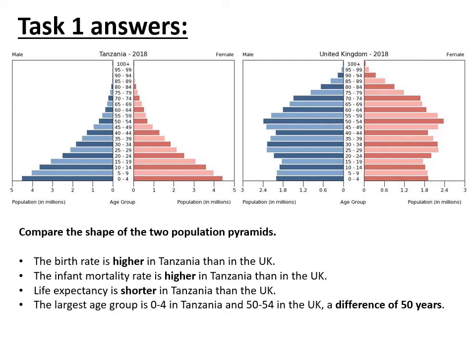Okay, task 1 answers. So here we go. The birth rate is higher in Tanzania than in the UK. The infant mortality rate is higher. The life expectancy is shorter. And the largest age group is 0 to 4 in Tanzania and 50 to 54 in the UK. Difference of 50 years. It's pretty staggering. So there we go. There's our comparisons. And hopefully this is showing you that you can interpret these population pyramids, but also you can link it to some of these key terms, these measures of development that we learned about in our last lesson.